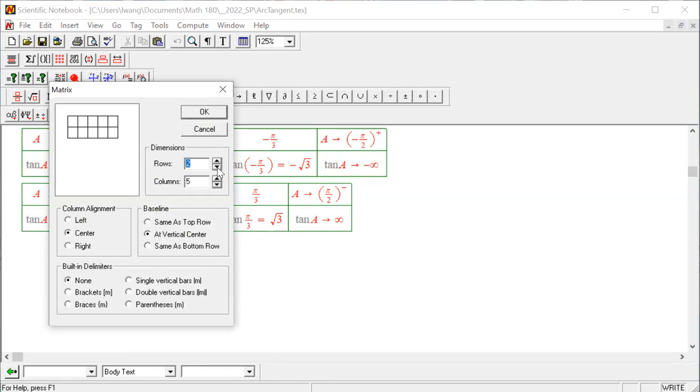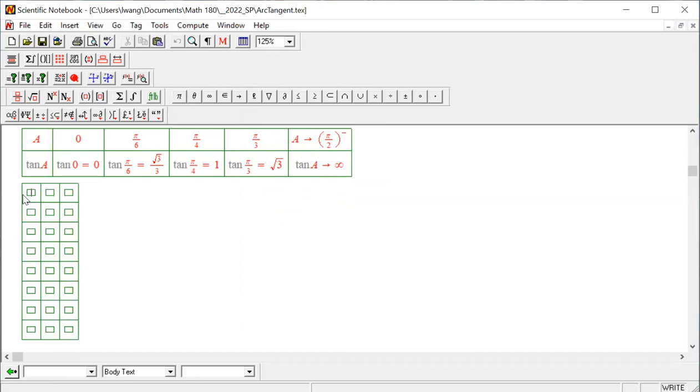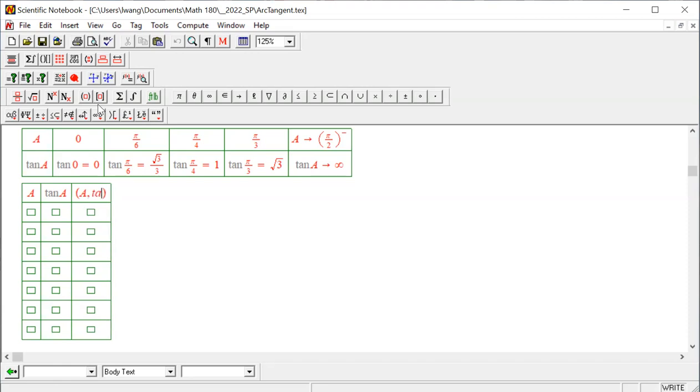Okay, let's see, I don't need so many columns. I need more rows, right? I need more rows. Well, we're going to organize it in such a way. This is A, tangent A, and the points are A, angle first, and ratio second, right? So what do we have?